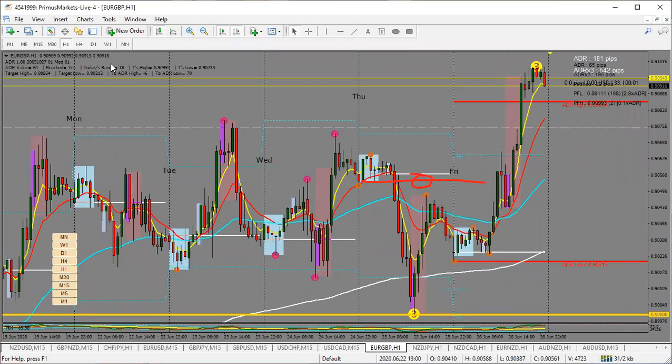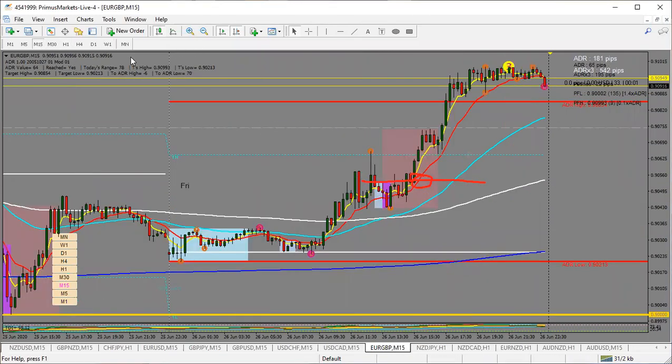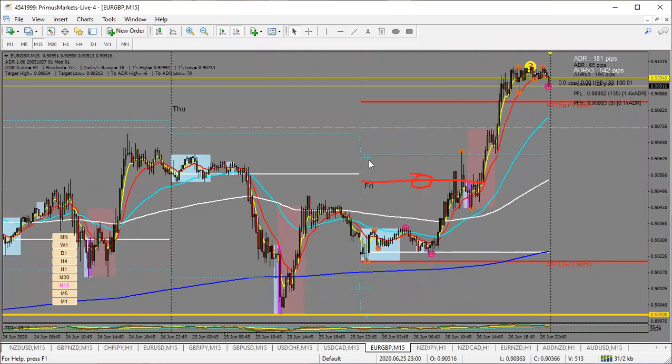And I remember people were buying Euro GBP. That was on Friday, and that Euro GBP on Friday actually gave us a type 3 of a setup. It hit that Asian low there, type 3 of a setup, and it went high.